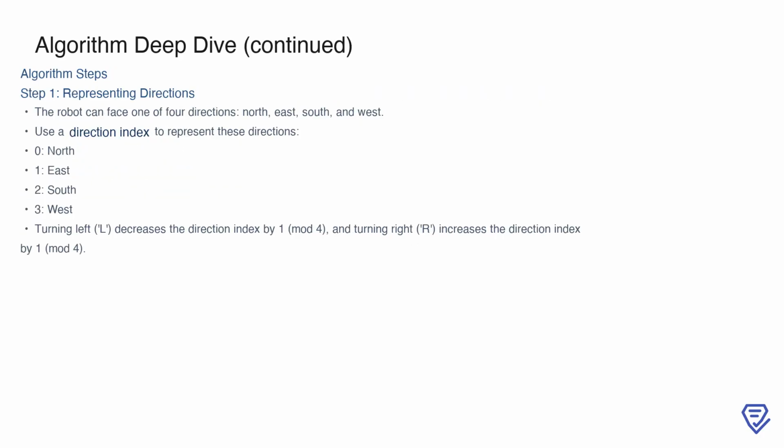Now, to represent the robot's movement, we consider the four cardinal directions: north, east, south, and west. We assign each of these directions an index: 0 for north, 1 for east, 2 for south, and 3 for west. Using modular arithmetic, we can efficiently calculate direction changes. When the robot turns left with the L command, we decrease the direction index by 1, and when it turns right with the R command, we increase the direction index by 1. Both operations are performed modulo 4 to ensure the indices stay within the range of 0 to 3. This simple representation helps us track the robot's orientation without needing to handle complex angle calculations.